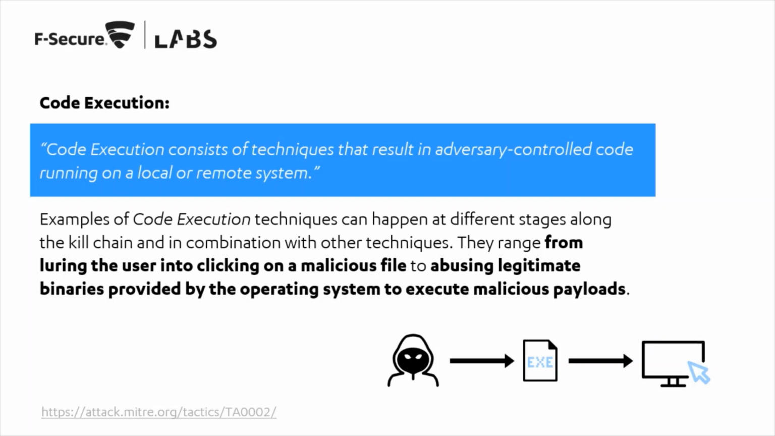It can go from something as simple as dropping a malicious file in a system and getting a user to click on it, executing the payload inside, to abusing legitimate binaries that are already available in an operating system, and just abusing them to perform actions they weren't meant to, for example. There are millions of other ways of performing code execution, but we're going to focus on these two today. So that's going to be our examples of code execution today.